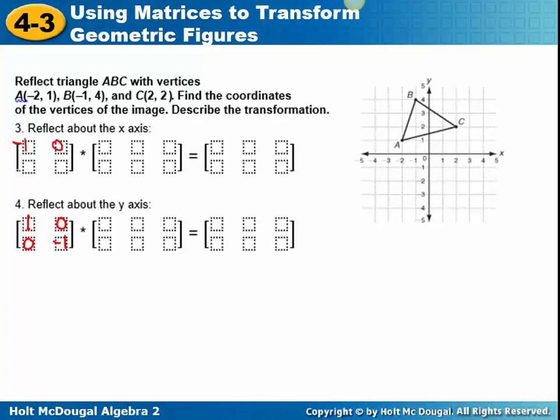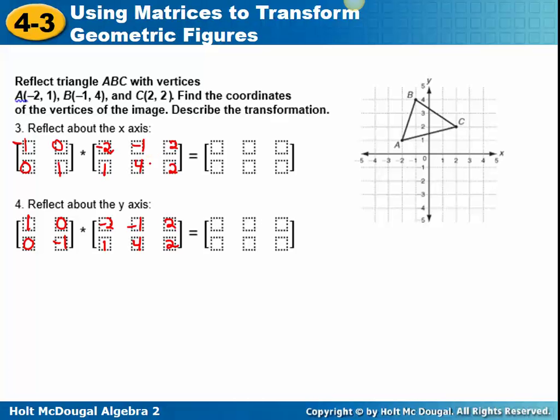Negative 1, 0, 0, 1. And then you put your pre-image matrix. Remember, the x-coordinates go on the top and the y-coordinates go on the bottom. 2, 2. And that will be the same for this one. And then you do your multiplication. And you have a lot of zeros when you multiply, so it won't be bad at all.